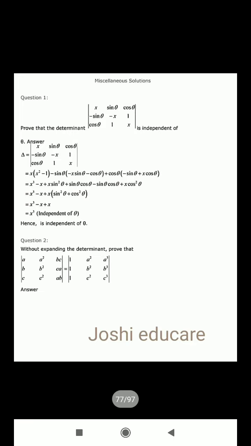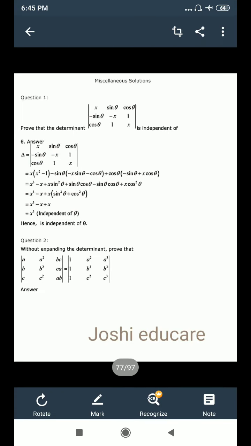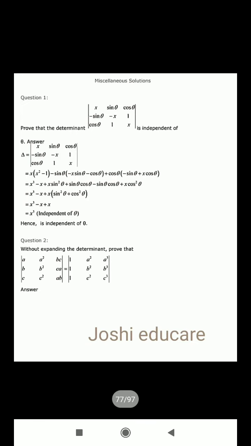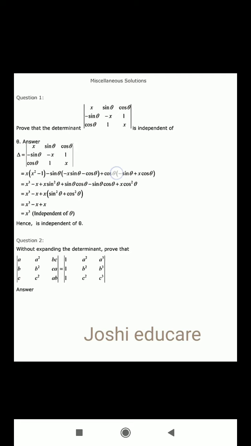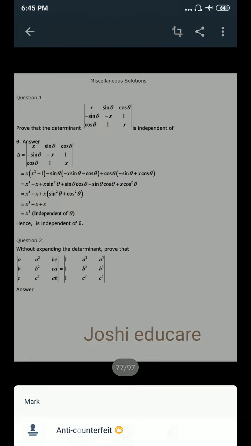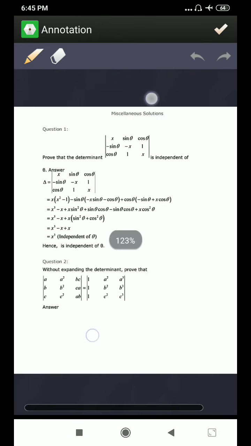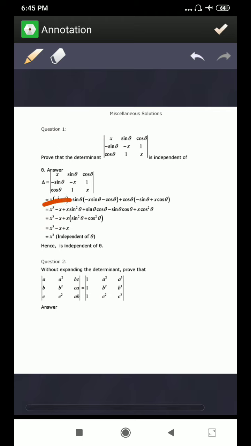So x into x square minus 1, minus sine theta into minus x sine theta minus cos theta. Actually, it should be minus x into x square minus 1. Third one is cos theta into minus sine theta. Just a minute. There is some error. Actually, it's wrong. Okay, so you can make the necessary correction. It will be x into minus x square minus 1.